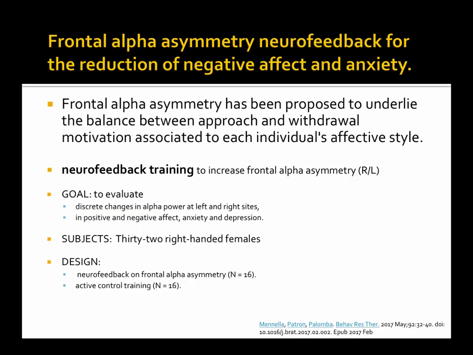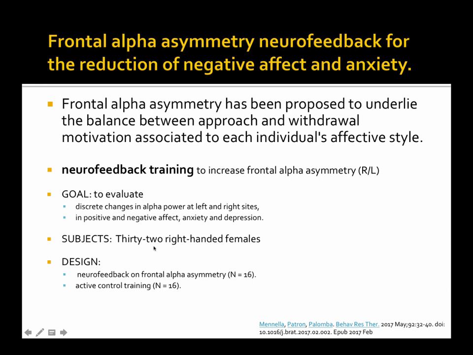and anxiety. So for this study, they base on the idea that the frontal alpha asymmetry is related with withdrawal motivation, and is associated with the affective style of each individual. So they run neurofeedback training, collecting the EEG from the frontal electrodes in the right and the left, and evaluate whether the changes in the right and the left, and also how they respond to affective tasks, right? And this is done with 32 subjects, all females and right-handed, and divided in two groups.